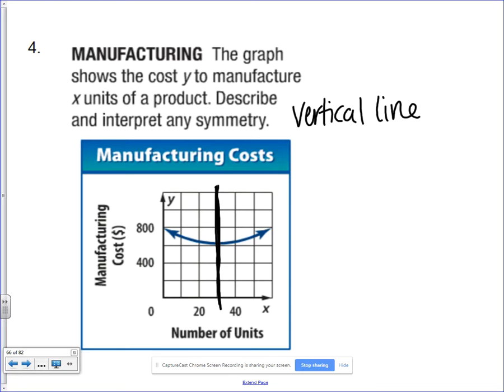Okay. Now, I want to know about this line. I want to know what all these points are. Can somebody tell me one of those ordered pairs? Which one is it? This one is 30, 0. Keep going.